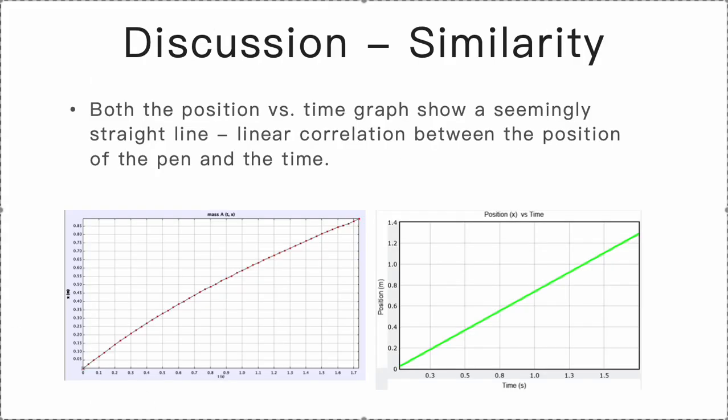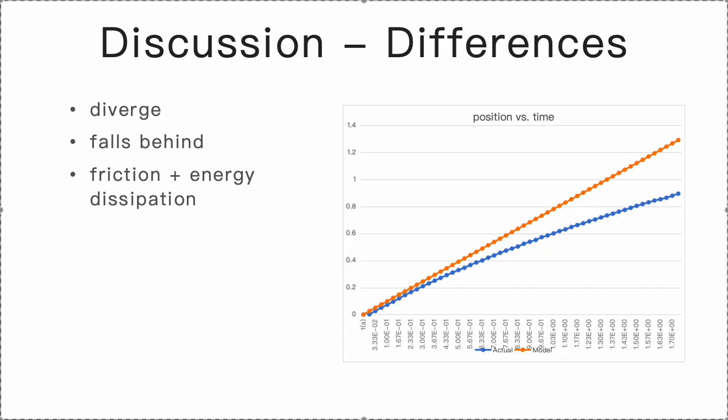Then we have our discussion. Comparing the actual position versus time graph and the model, we found out that they both seem like a straight line, which indicates that there is a linear correlation between the position of the pen and the time. However, as we graph them together, these two lines actually diverge, and the actual position of the pen falls behind the predicted position. This might be because of the friction that we ignored in our model. The friction leads to energy dissipation, and it makes the net force no longer equal to zero. So it gives a small drag to the pen and makes it fall behind.